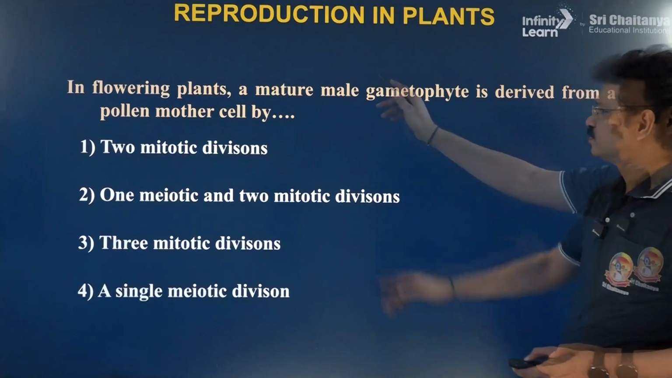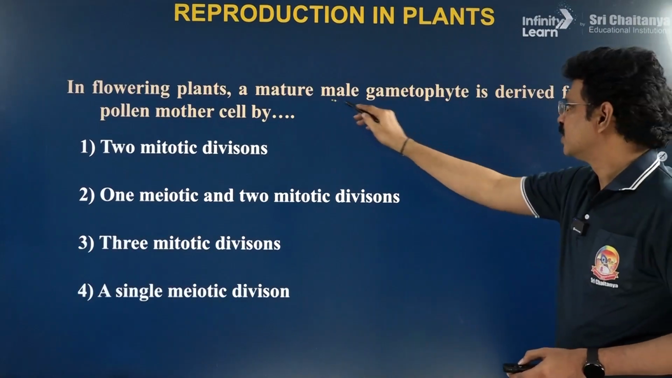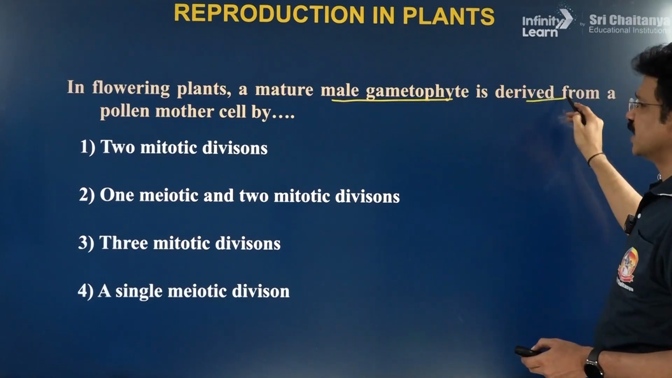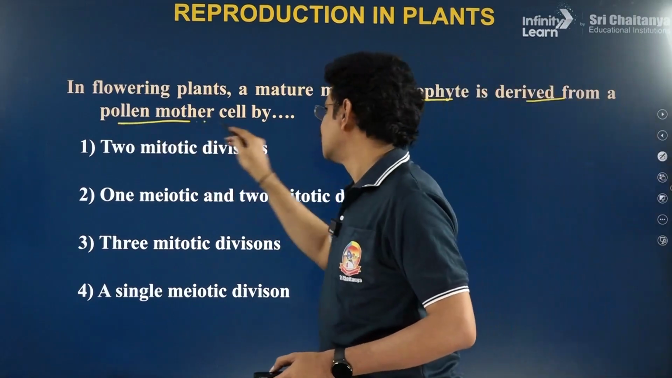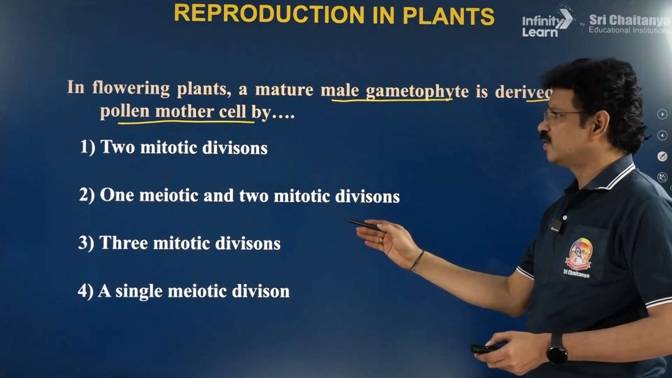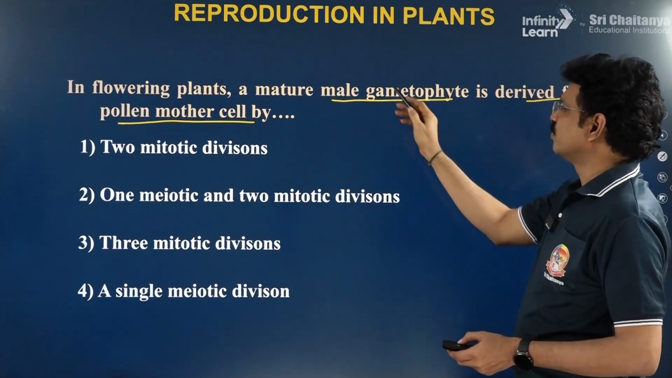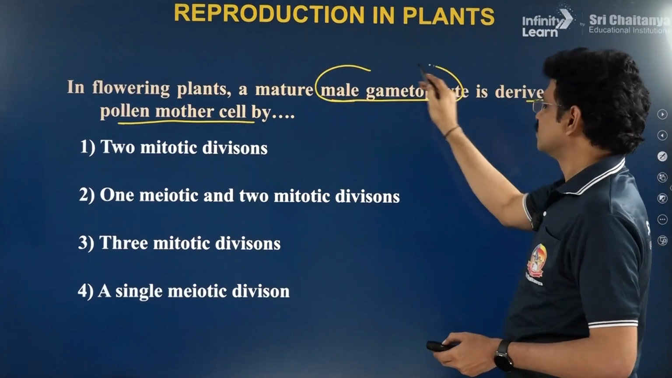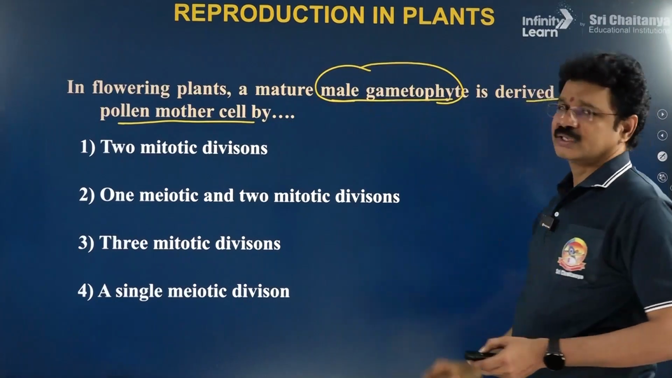One more question. In flowering plants, the mature male gametophyte is derived from a pollen mother cell. How many mitotic and meiotic divisions are required to form a mature male gametophyte from a pollen mother cell?